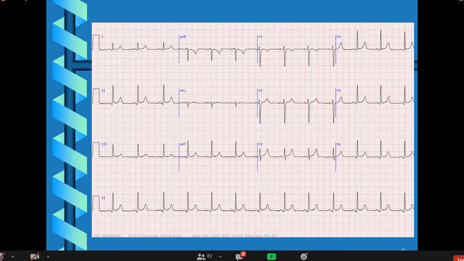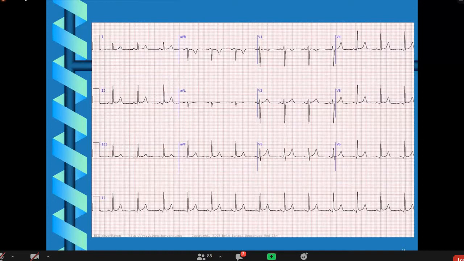Anyways, rate, rhythm, axis, intervals, and injury pattern. This is how you need to read the ECG. If you go through this pattern, you won't miss any point. So whenever you write or read an ECG, just write rate, rhythm, axis, intervals, and then injury pattern, and write it accordingly. You won't miss anything. So this is a normal sinus rhythm.